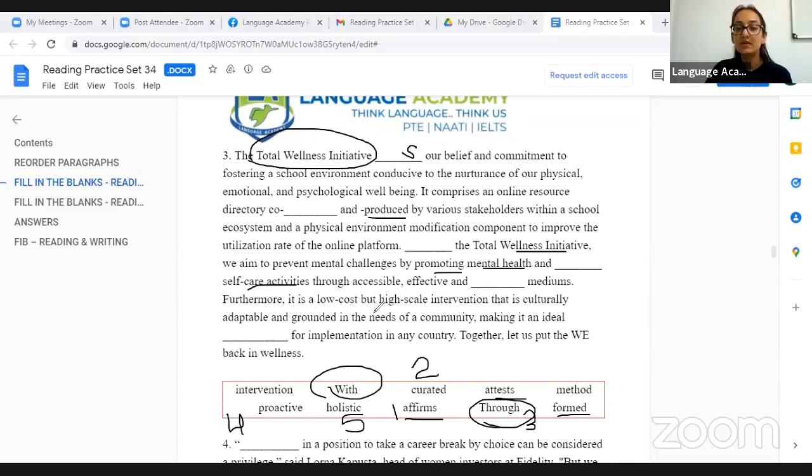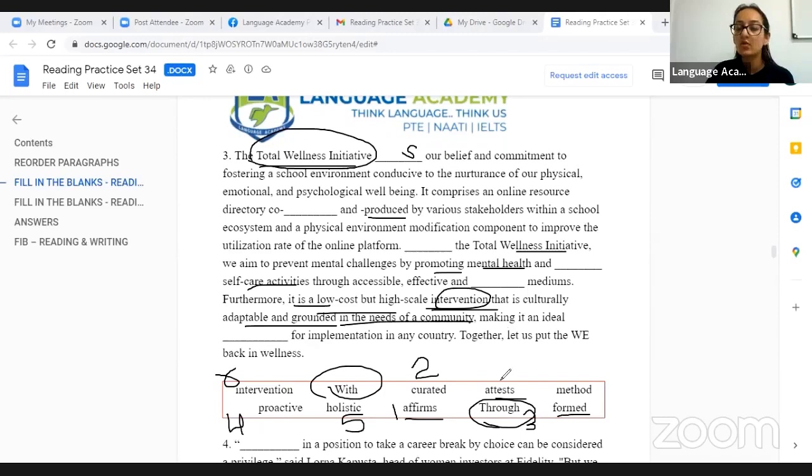Furthermore, it is a low cost but high scale intervention that is culturally adaptable and grounded in the needs of a community, making it an ideal dash for implementation in any country. This answer was simply based on the context because they themselves said that it is an intervention. We explained why it is the suitable one. It is low cost but high scale and also it is adaptable and grounded. These all things make it the ideal intervention which we should implement in any country. So these are the answers. The first one with the singular noun, we needed a verb with S.